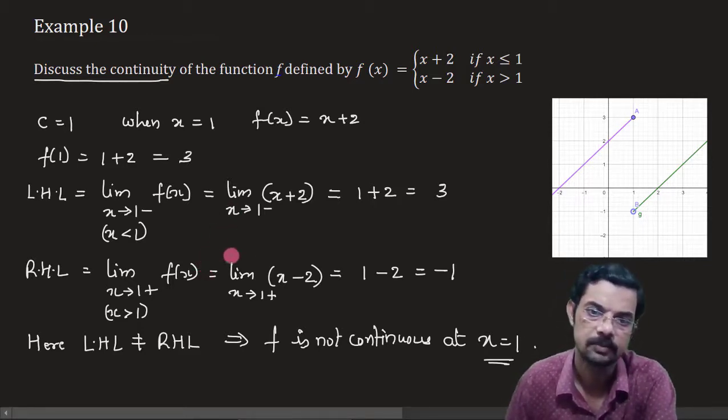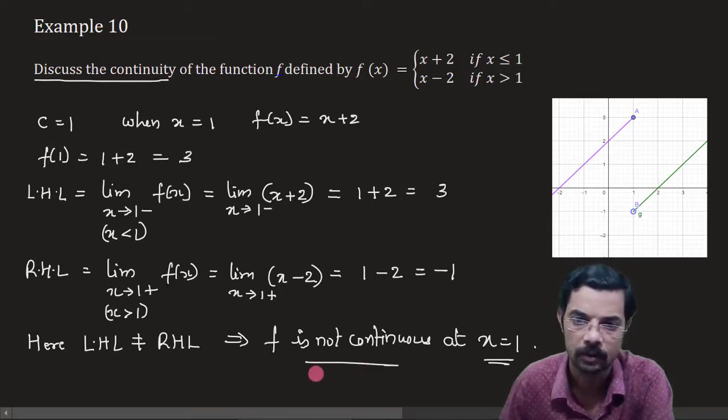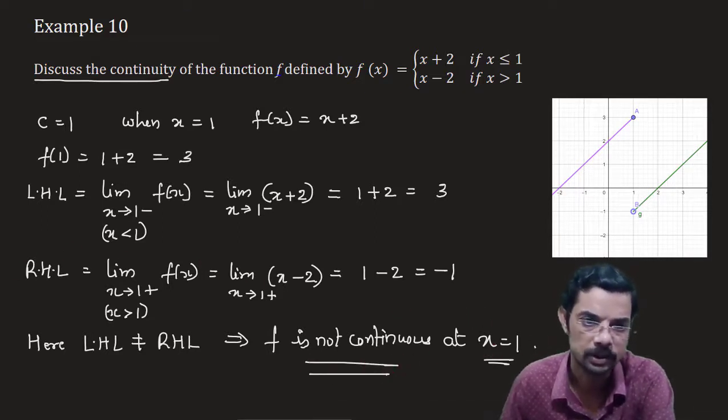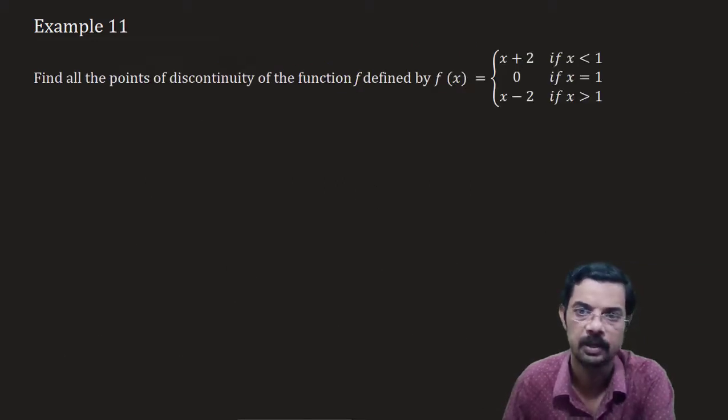So in this case we will say f is not continuous at x equal to 1. We'll move on to the next question, question number 11. It is a similar question.